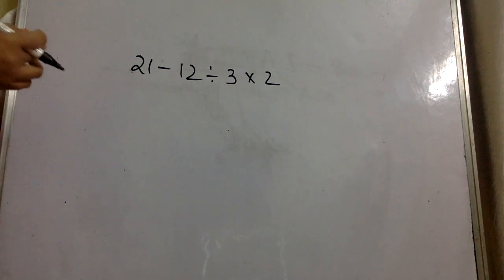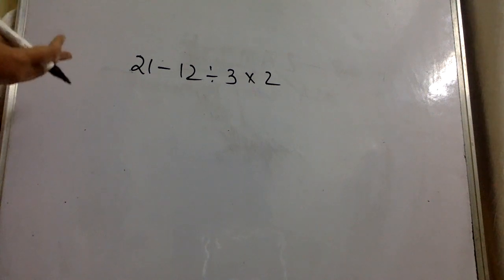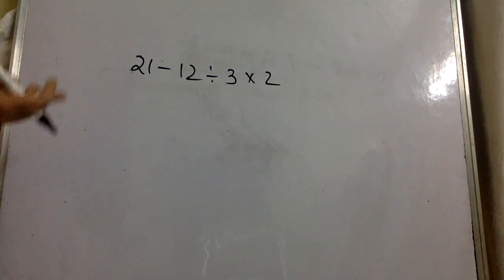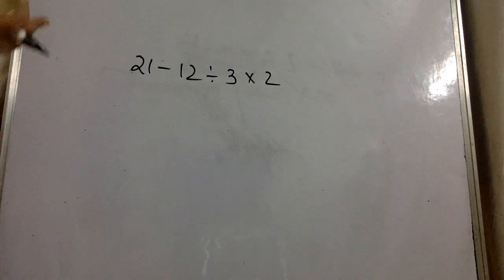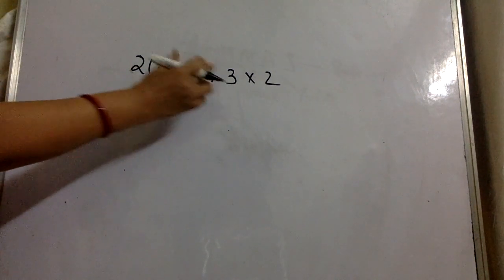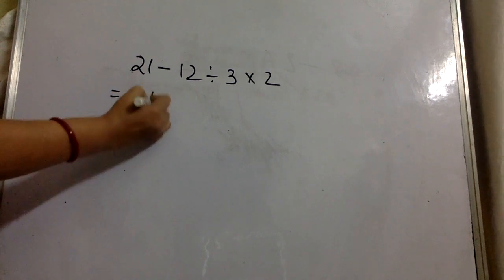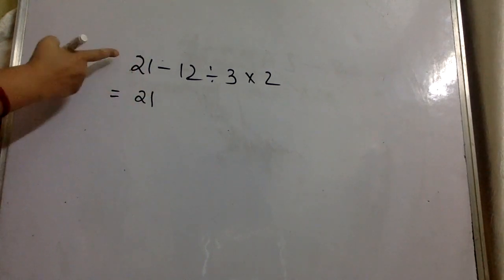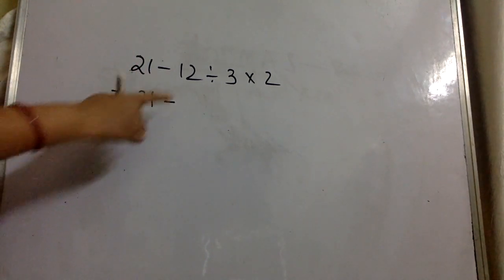So here I shall be taking up first according to BODMAS. We don't have a bracket here, we don't have an "of" here, but we do have division. After bracket and "of" comes division. So we'll have to go for the division first. So we'll just copy the 21 as it is. Copy the minus sign also.